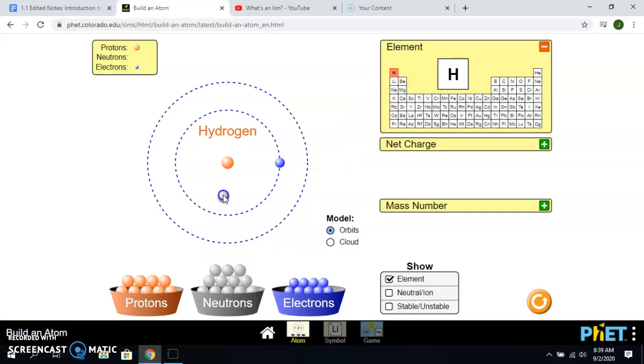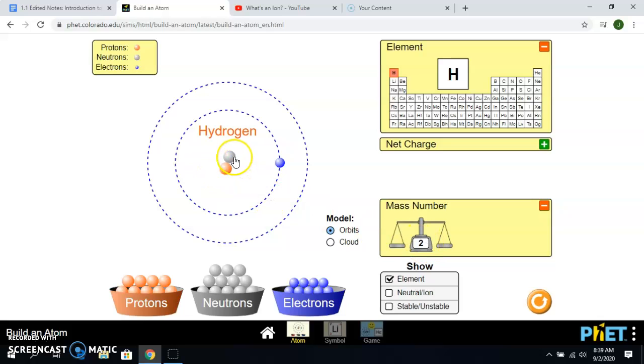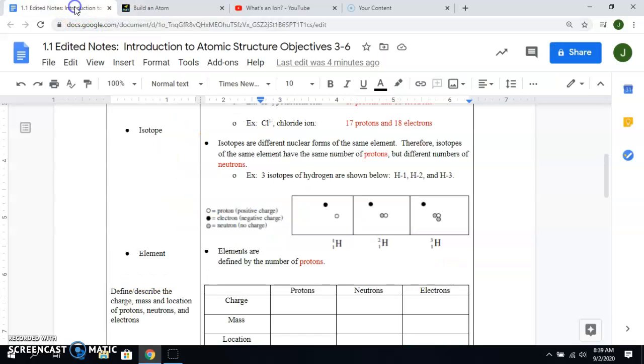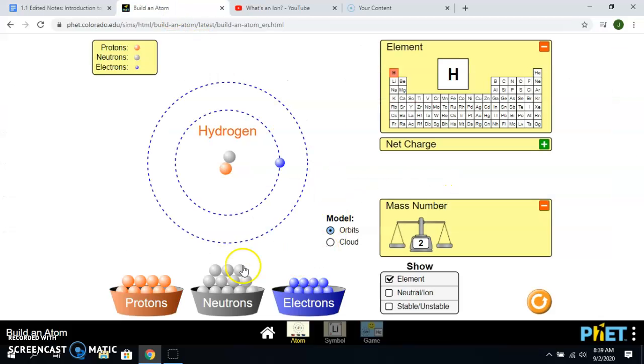But we can also turn this into hydrogen with 2 particles in the nucleus. And now you can see it has a mass number of 2. So let me back that step up just a second. If it's only got 1 particle in the nucleus, it's got a mass of 1. But if it's got 2 particles in the nucleus, it's got a mass of 2. And this is now a model of hydrogen 2. And we can also model hydrogen 3, which is right here, by putting a 3rd neutron in there.